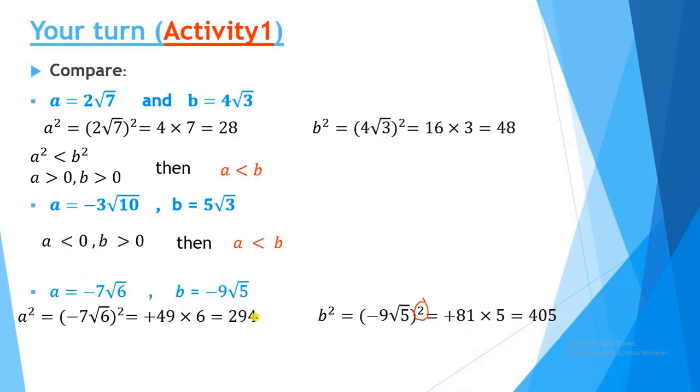Here we have negative numbers. So we have A squared less than B squared. According to the rule, if we have A squared less than B squared and these numbers are negative, the result will be opposite to this sign. So if A squared is less than B squared and the numbers are negative, the result will be that A is greater than B.